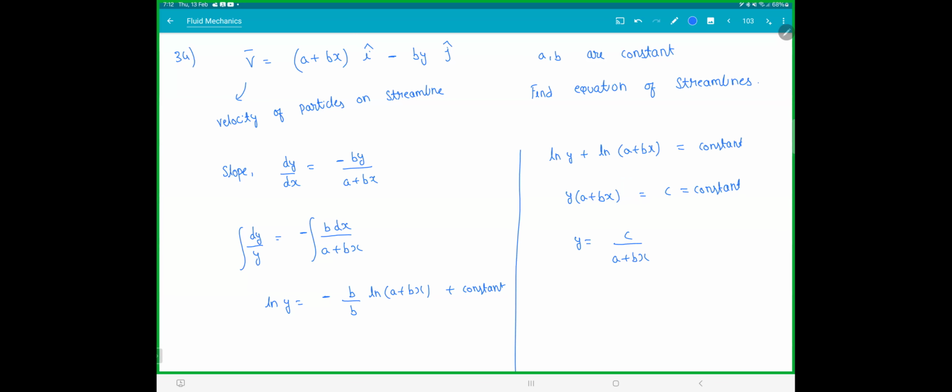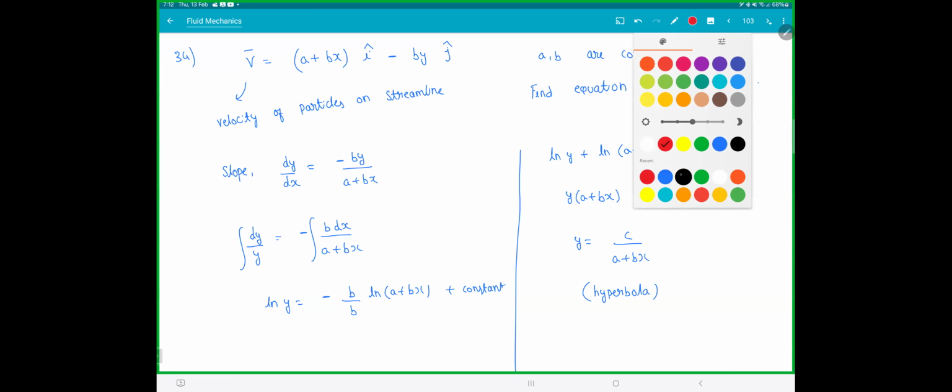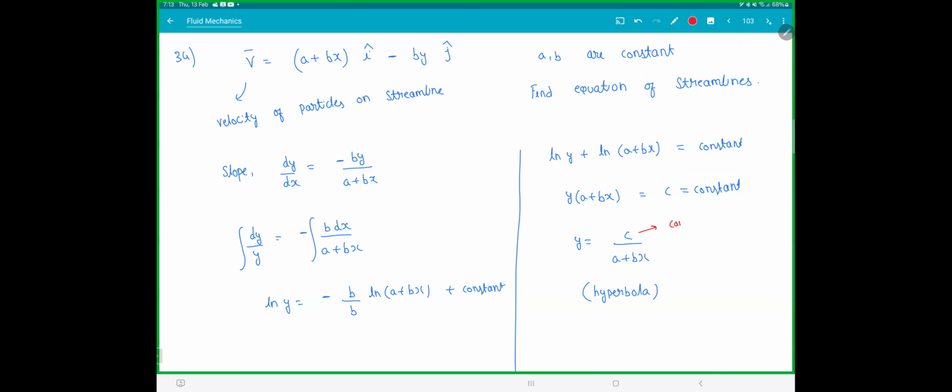If you see, actually this is a type of hyperbola. x into y is constant. It looks like that. Now this value of c can be anything. That has to be given. So for different values of c, you get different streamlines.